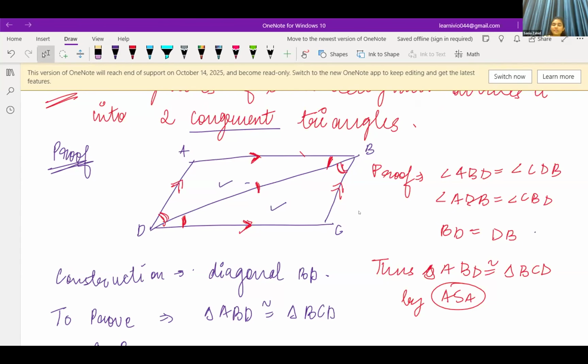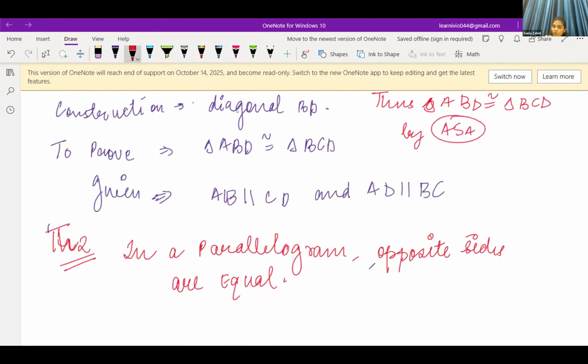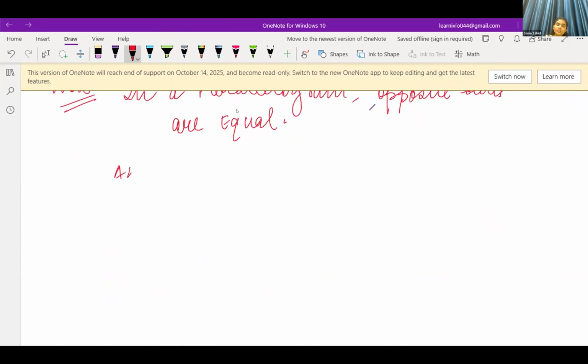So I can very easily say that AB side, this side, is equal to this side, right? And then this side is equal to this side. I can say this, right? So if this theorem comes, first of all, you'll write this whole proof. First you'll prove them congruent, and then you'll write AB is equal to CD and AD is equal to BC by CPCT. Okay, children.